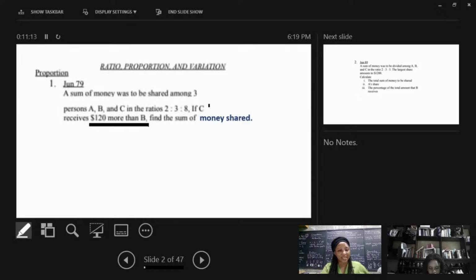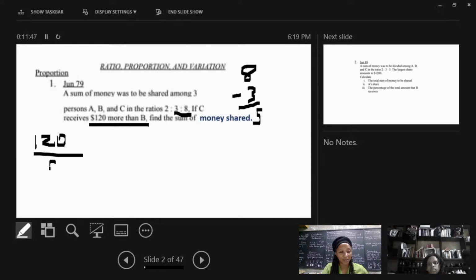All right, so let me give you an idea then. They're saying C got 120 more than B, right? So what we need to do is find out what ratio more than B C got. C's ratio is 8 and B's ratio is 3. So we take away the 3 from 8. In other words, the $120 represents 5, a difference of 5. So we can use this to find the unit value of the ratio. So 120 divided by 5, what is that?